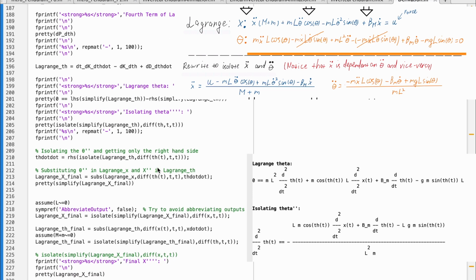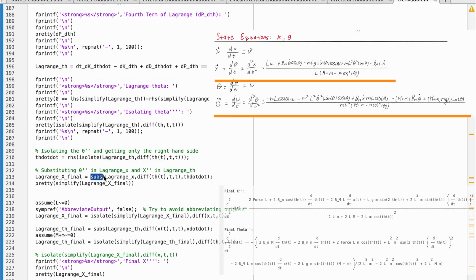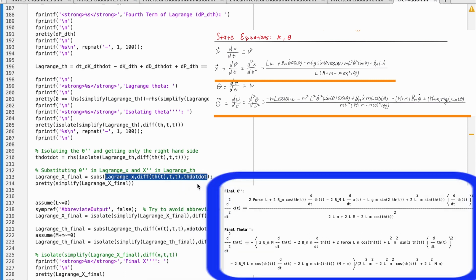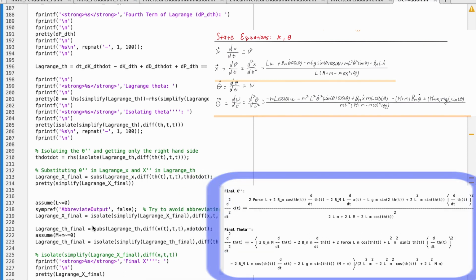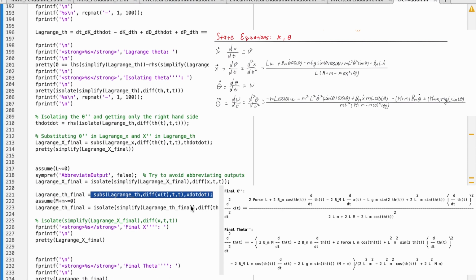Now that we have accelerations, we need to substitute theta double dot in x acceleration and x double dot in angular acceleration to get our final equations for accelerations. This was the last step of Part 1 of the educational series.